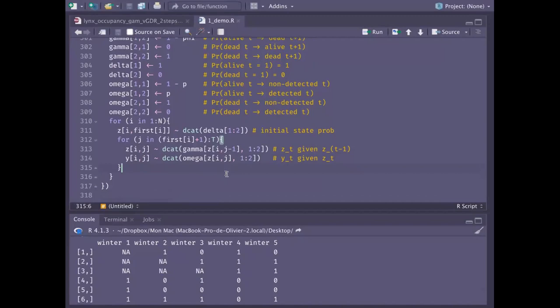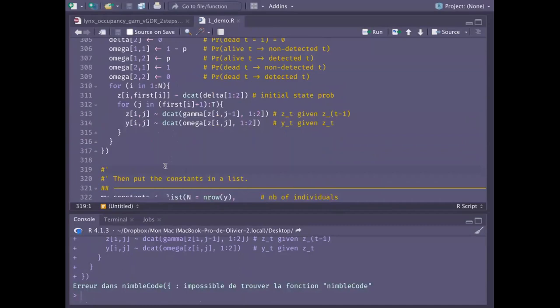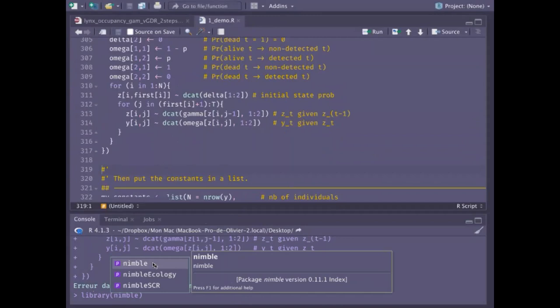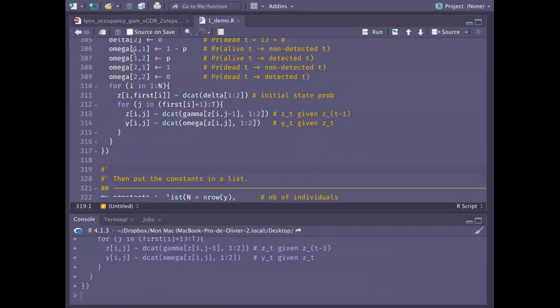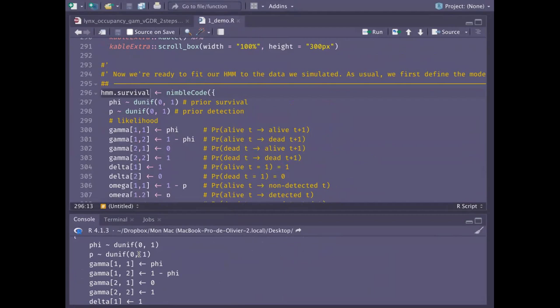Okay, so let's, I forgot to load Nimble. That's unfortunate. Okay, and that's a function, an R function, basically. It looks like an R function.